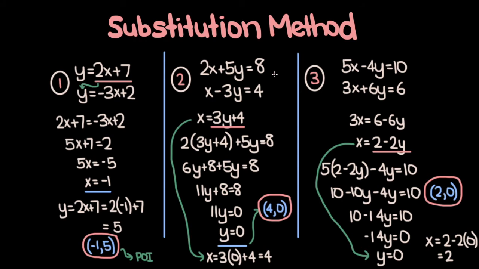Okay, so the basic idea for substitution is pick one of the equations and isolate one of the variables. So solve for that variable in terms of the other variable. Then plug that substitution into the other original equation, and from that point, it should be pretty straightforward to solve the system. Now let's move on to the elimination method.